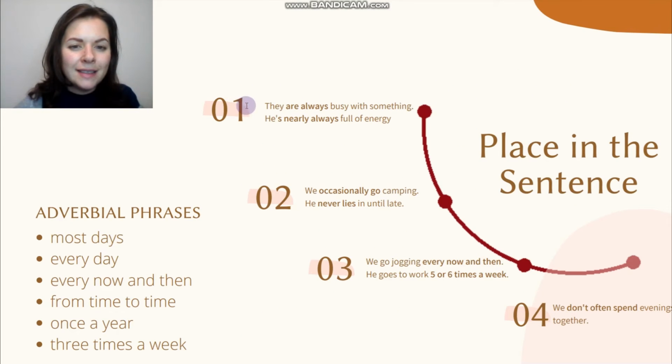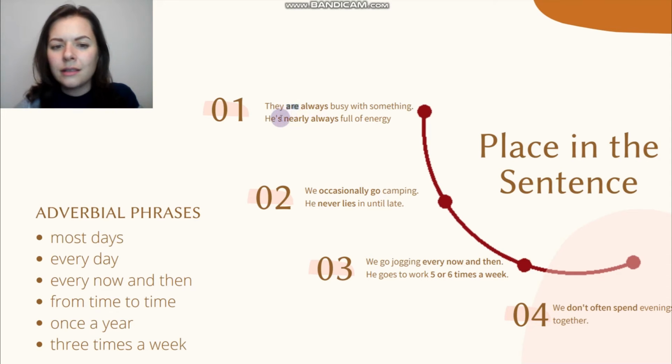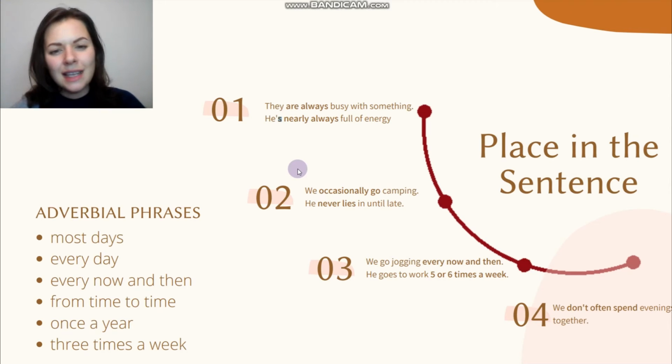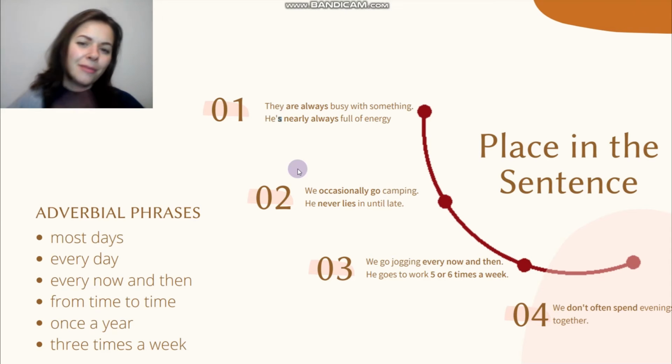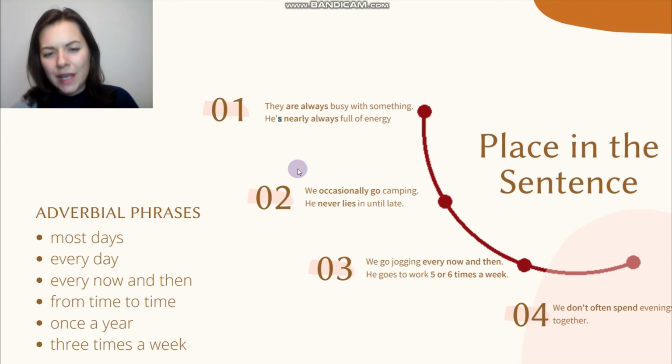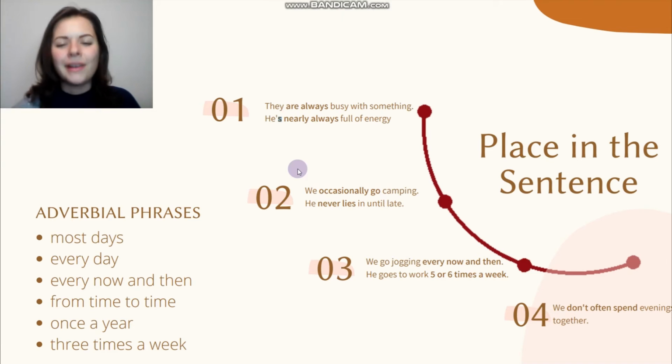And here I have the examples with words in bold. They are always busy with something. He is nearly always full of energy. Here you can see the verb to be in the forms are and is. Yeah, this is the short of is. Where do adverbs of frequency stand relative to the verb to be? Где наречие частотности стоит относительно глагола to be? Is it before or after? Okay, sure, you see that it is after. They are always busy. He's nearly always full of energy.